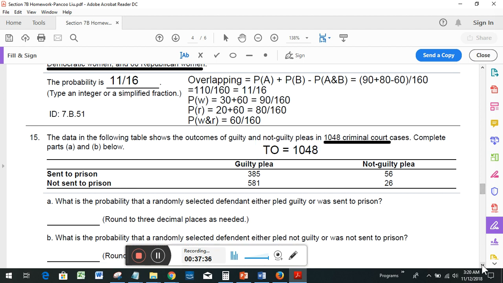Let's take a look at part A. Part A says, what is the probability that a randomly selected defendant pleaded guilty or was sent to prison? Make sure you are reading the problems carefully, because part B is very similar to part A. Our first event is all of the guilties, our second event is all of the sent to prison, and then the third one is subtracting the combination of the two.